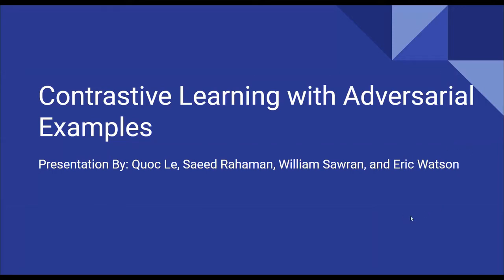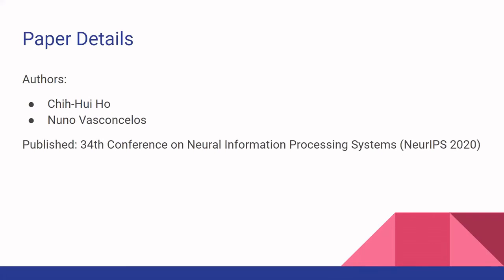So today we're presenting the paper on contrastive learning with adversarial examples, presented by Kwok Lei, Saeed Rahman, William Sarin, and Eric Watson. A few details about the paper. The paper was written by Chi Hui Ho and Nuno Vasconcelos. The paper was published in the 34th Conference on Neural Information Processing Systems in 2020 and has 4 citations.